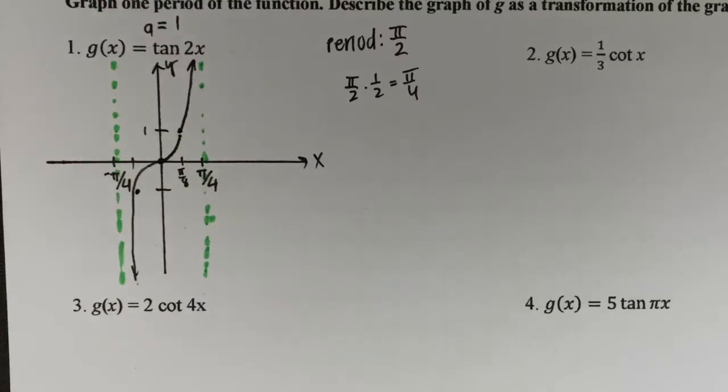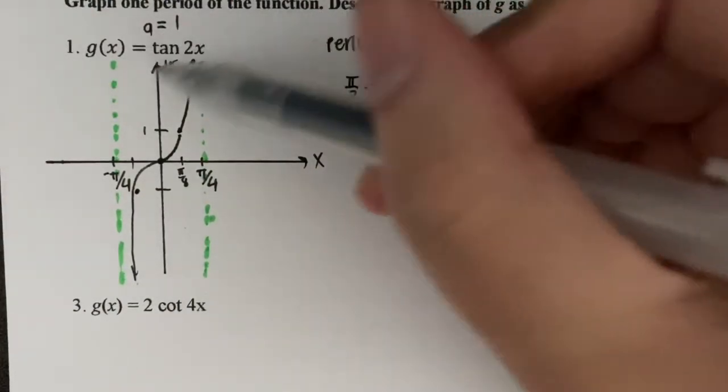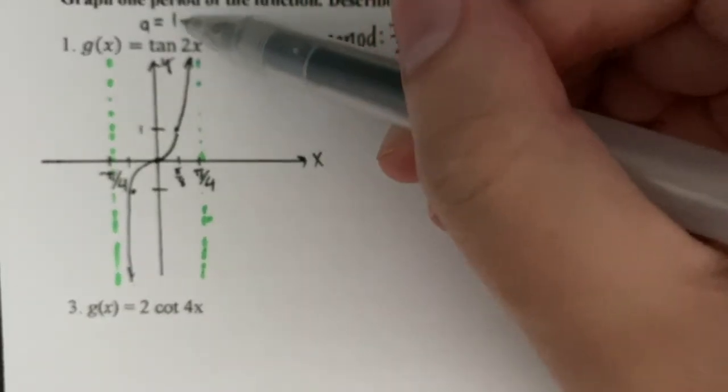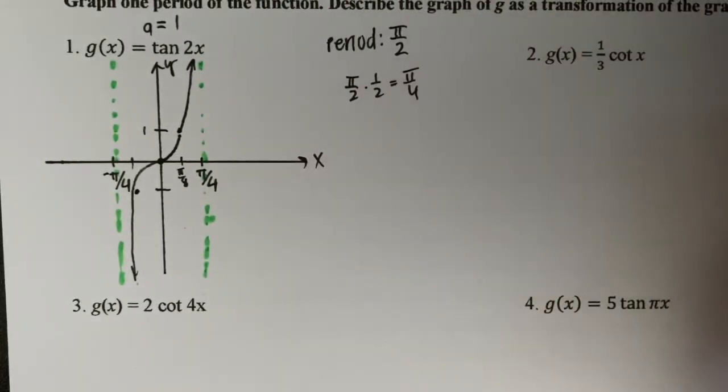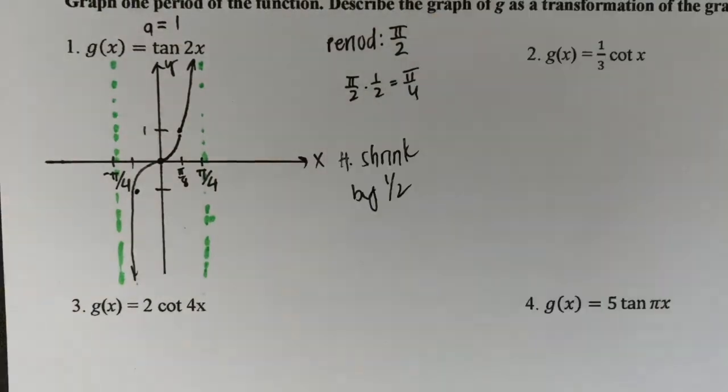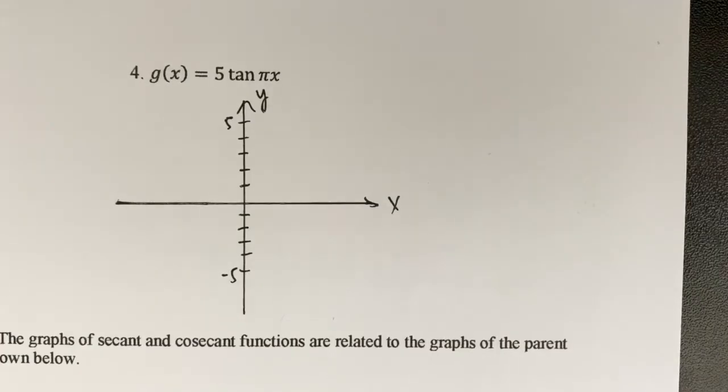Now we want to describe the transformations of our function. We do not have a vertical stretch or shrink because our a value is 1. And for our b value, we want to take the reciprocal. The reciprocal of 2 is 1/2, so we have a horizontal shrink. Let's do this one more time. Next, we are going to graph 5 tangent pi of x.